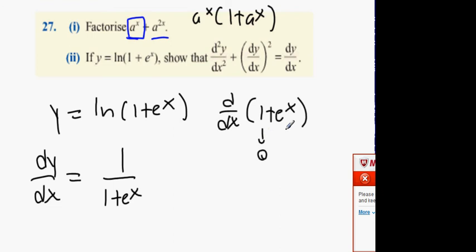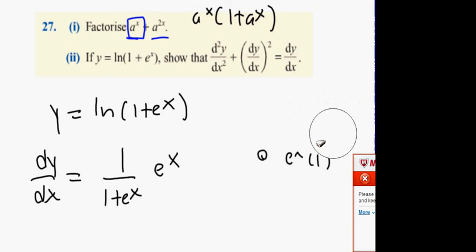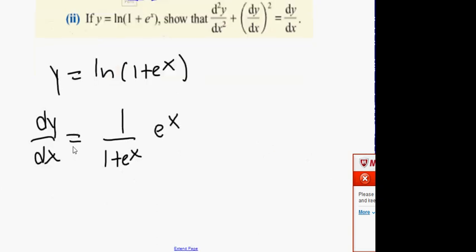That turns to 0, and this one turns into e to the x. And differentiate what's in the box? Differentiate what's in the box, you get 1. So it's e to the x. Now that this is done, what we're next going to get is dy/dx equals e to the x over 1 plus e to the x.